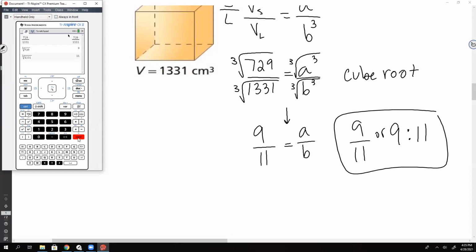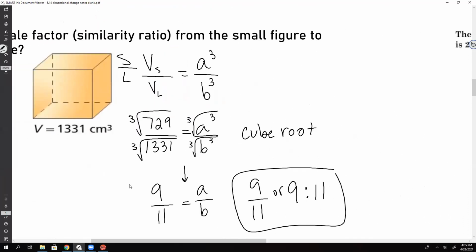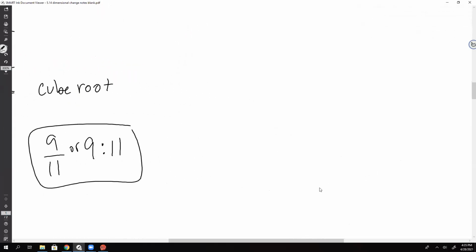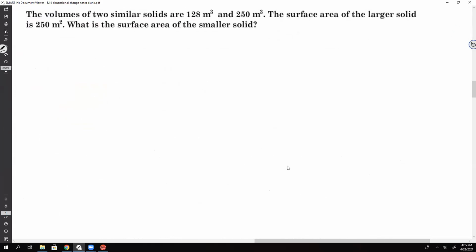Alrighty, let's go to our next problem. Whenever we're solving problems, you need to get down to A to B first. You need to get that ratio first. All right, here we go.